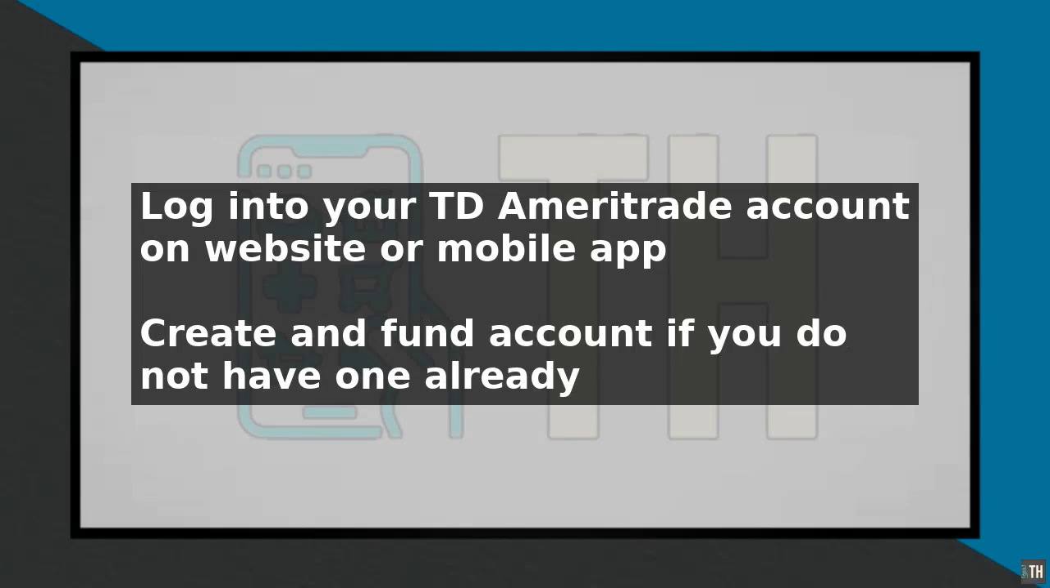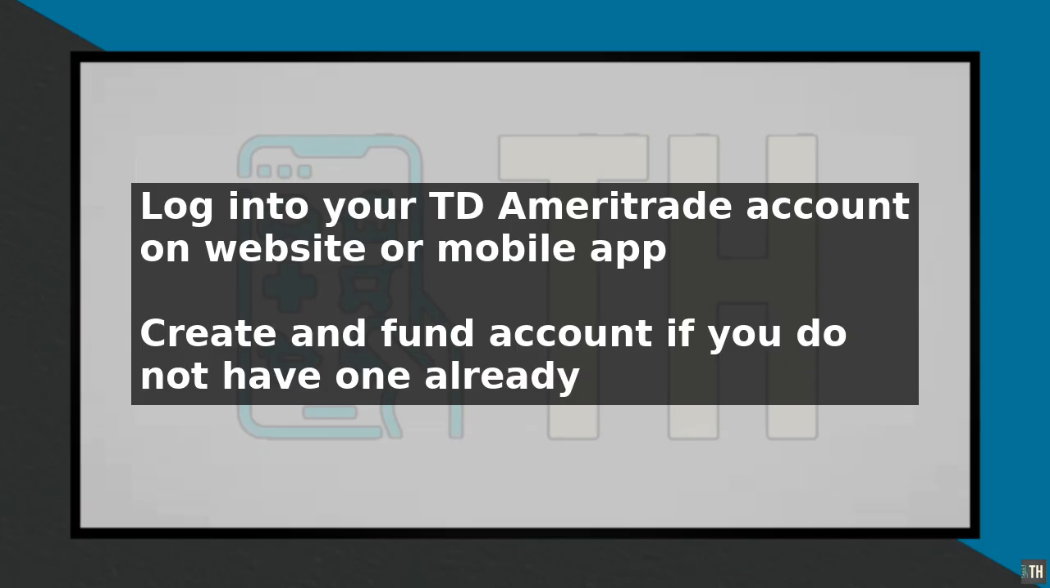To buy an ETF on TD Ameritrade, start by logging into your account on the TD Ameritrade website or mobile app. If you do not have an account, you will need to create one and fund it before you can begin trading. Once you are logged in, navigate to the Trade tab and select the ETF you want to buy by entering its ticker symbol or name.